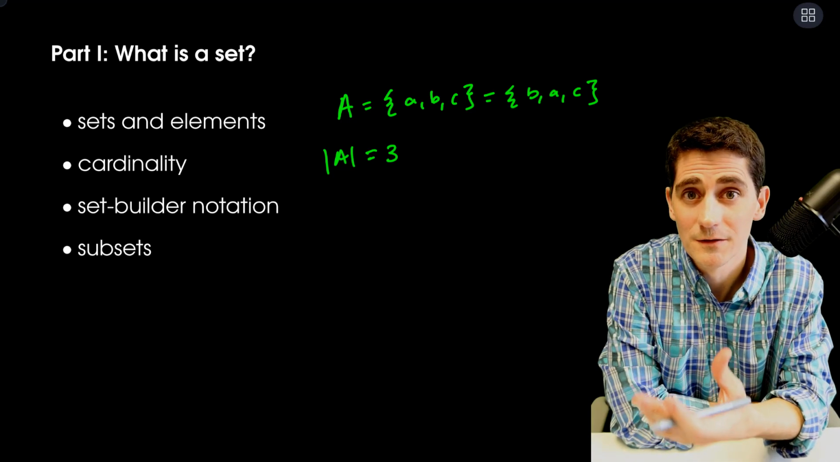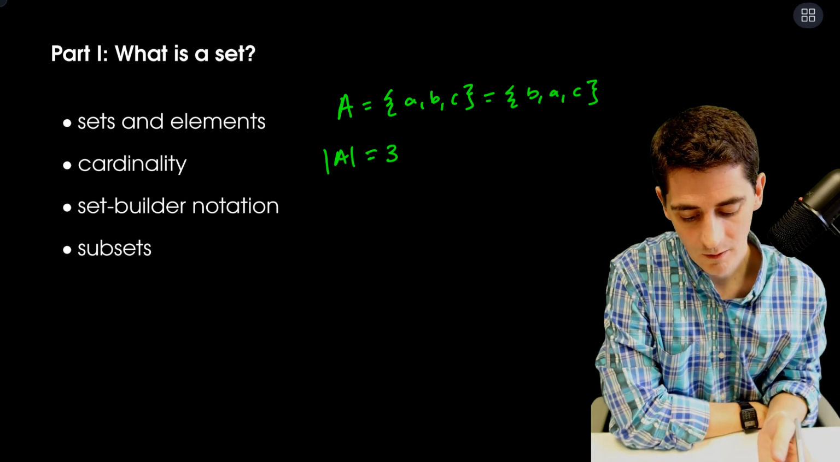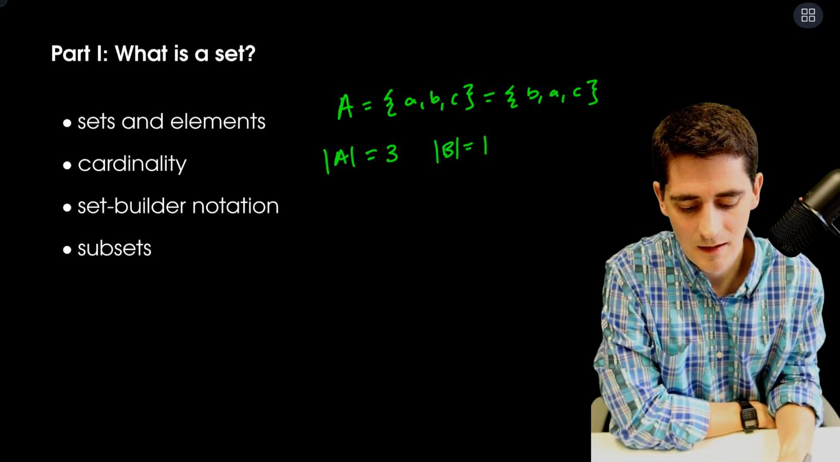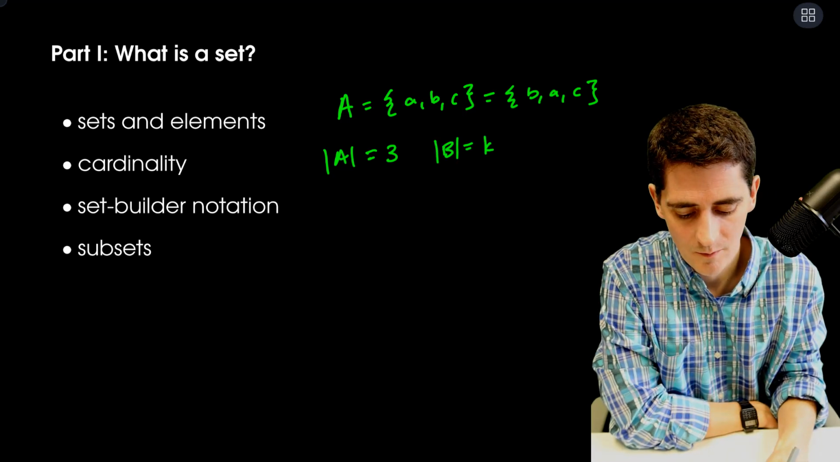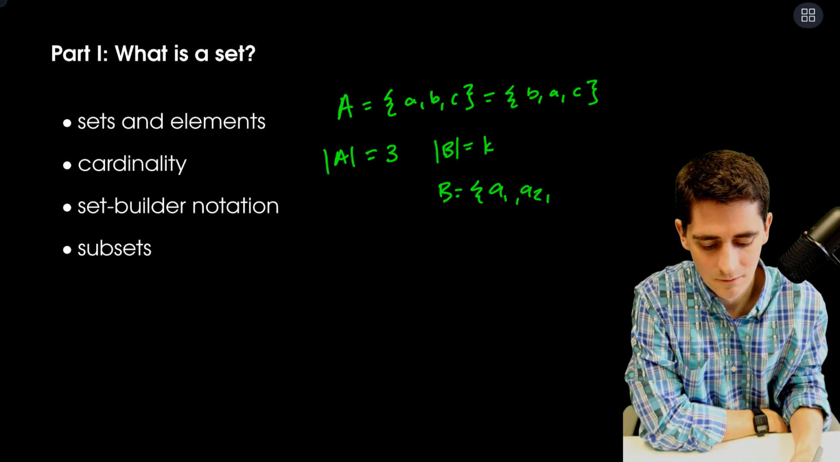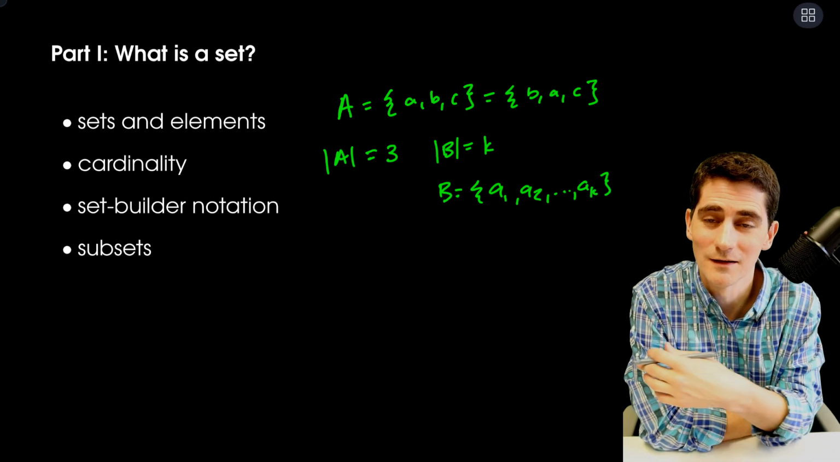What kind of cardinalities could you have? Well, obviously a finite number. So I could think of a set with k elements in it, for example. Maybe we'll just let B be the set A1, A2, all the way out to A sub k. And so there's a set with k things in it.